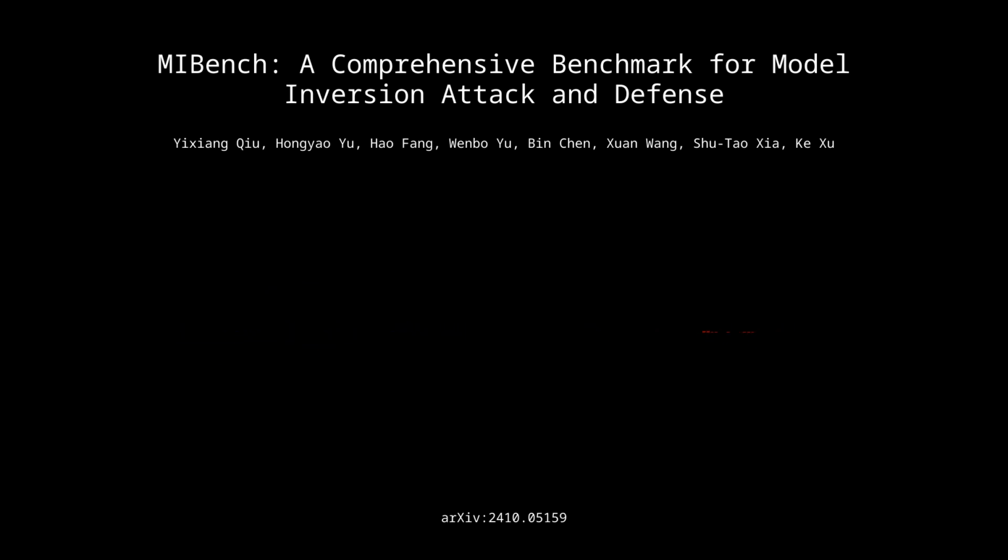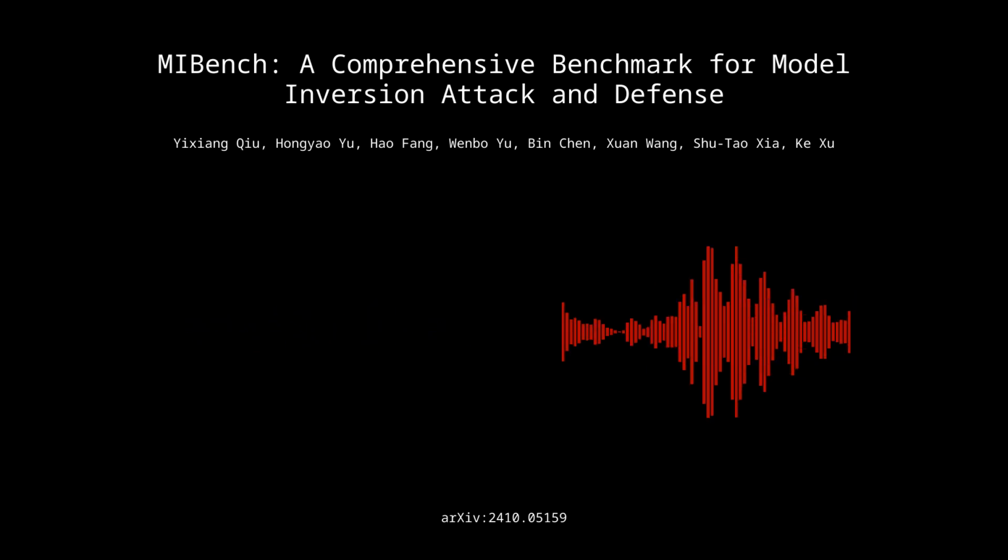I see. The paper gives this pretty chilling example of reconstructing facial images from a facial recognition model. That's some serious privacy implications right there. Absolutely. And it's important to remember that MI attacks are not all the same. You've got white box attacks where the attacker knows everything about the model, like the architecture, the parameters, the whole shebang. Then you've got black box attacks where they only have access to the model's inputs and outputs. Think of it like this: white box is like having the blueprint of a house. Black box is like trying to figure out the layout just by watching people go in and out.